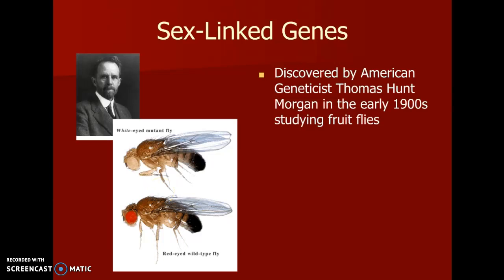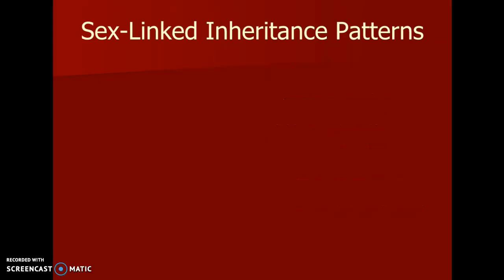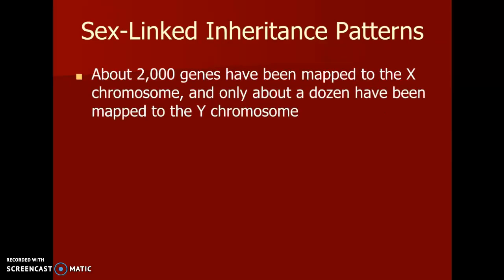They have four chromosomes and of course exhibit all the patterns that we see with our DNA, even though it's a little bit different. And they're very easy to experiment on. Normally fruit flies have red eyes, as we can see down here, but Morgan discovered that some mutant flies had white eyes, as you can see up here in the top picture. And oddly enough, he discovered that most of them were males. So that set Morgan into thinking about sex-linked inheritance patterns.